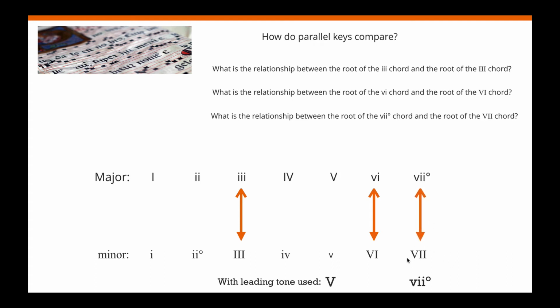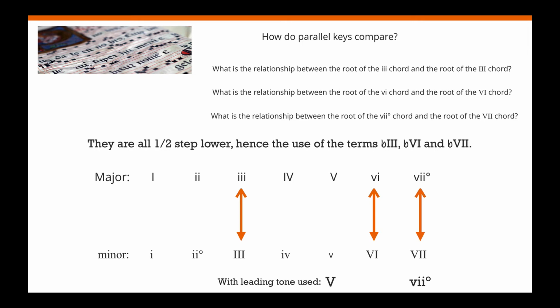Again, this is 1/2 step lower. The root of this chord is 1/2 step lower than the root of that chord, and that's what I'm asking about, what that relationship is. They are all 1/2 step lower. Hence, when we borrow these chords, we'll be in a major key, and we'll just for a moment say, I think I'll borrow the 3 chord from the parallel minor key, and I know its root is a 1/2 step lower. That's why these chords, and this one, the 6th chord, its root here is a 1/2 step lower than that one. This is a 1/2 step lower than that one.